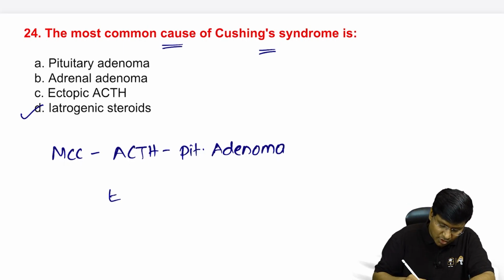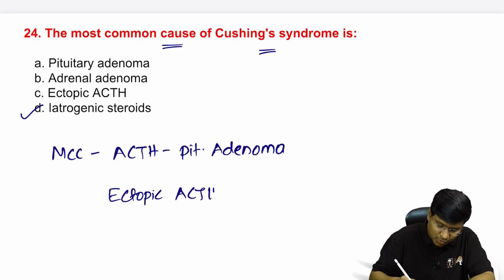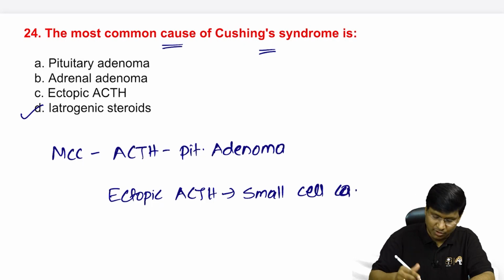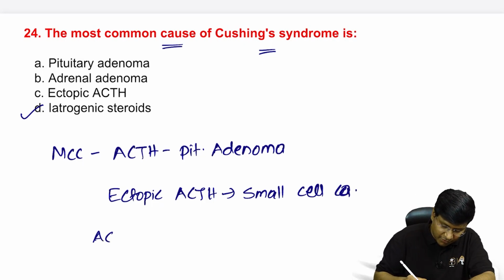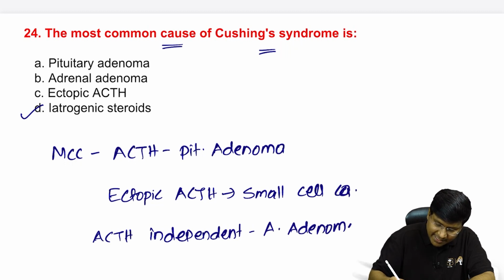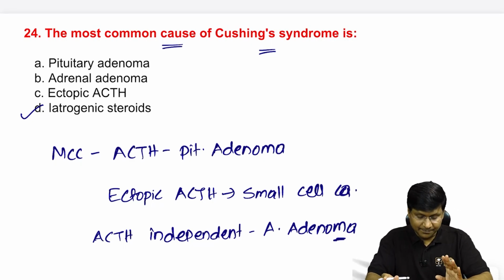And what is the most common cause of ectopic ACTH causing Cushing's? The most common cause of ectopic ACTH causing Cushing's will be small cell carcinoma of the lung, right? Then the most common cause of ACTH-independent Cushing's will be adrenal adenoma, right? So these are the most common causes which are causing Cushing's.